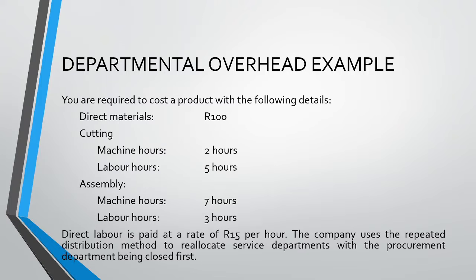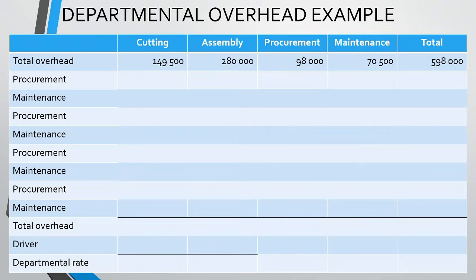We are then provided with the required, where we need to value this product. Notice at the end, it now tells us that we need to apply the repeated distribution method for inter-service department reallocations. Now remember in video 3 of the series, we allocated out the overheads to the various departments. If you can't remember how we arrived at the numbers on screen, please go back and watch the video on allocating overheads to the departments.